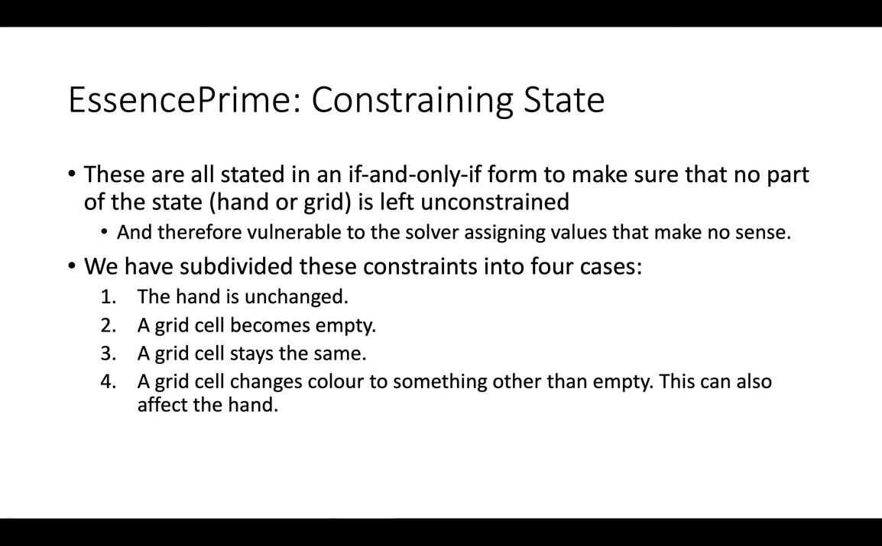And we've subdivided these into four cases. Either the hand is unchanged, or a grid cell becomes empty, or a grid cell stays the same because it's not affected, or a grid cell changes its color from something other to something other than empty. This might affect the hand. So these are the four cases that we have.